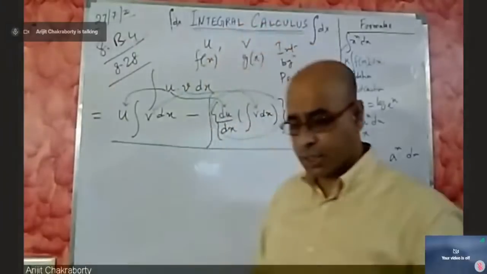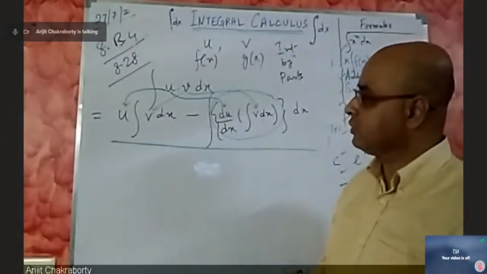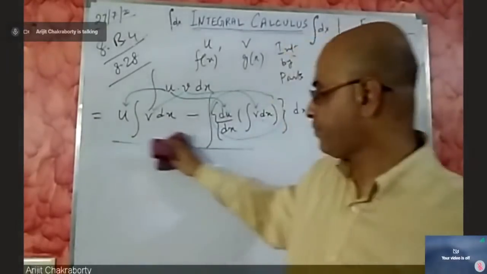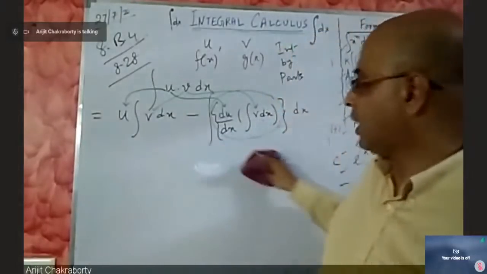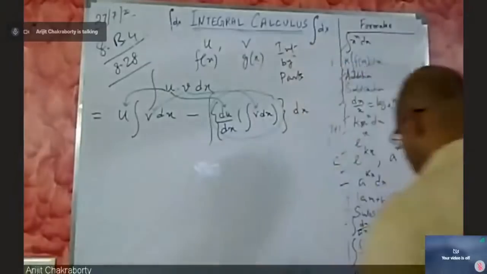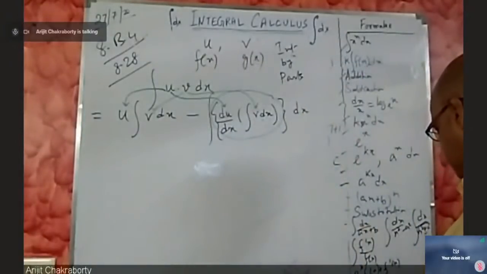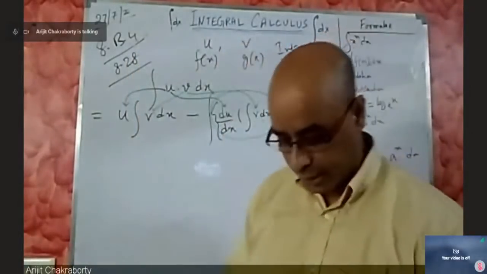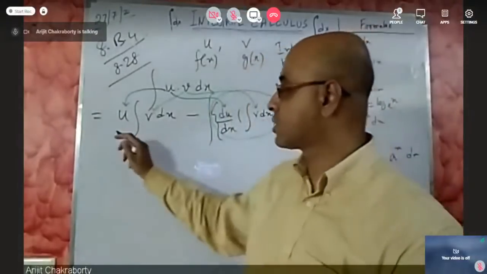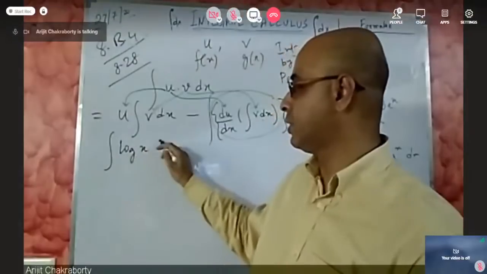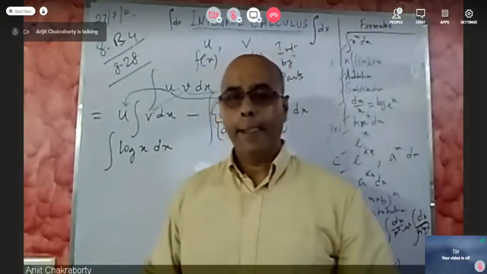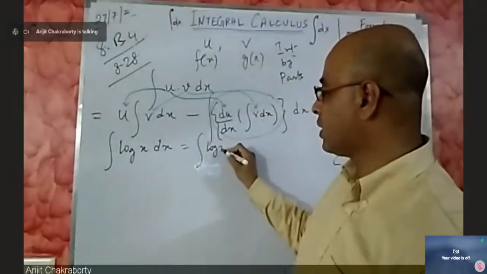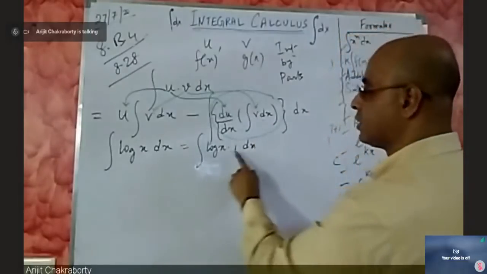Let me take the shortest, smallest example. I'll take log x. We'll integrate log x. I'll keep the formula here. It is integration by parts. Let us take the example log x. We are trying to integrate the expression log x, the integral of log x dx. So what we do is, log x can be written as the integral of log x into 1 dx. Log x into 1.